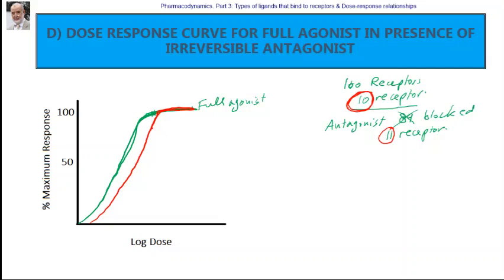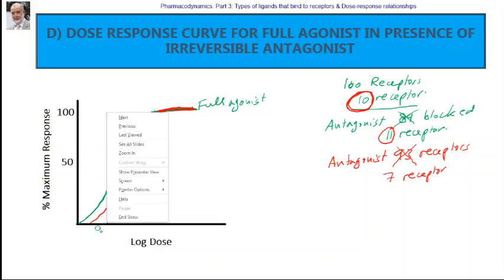Okay. Now suppose I place the antagonist first, and the antagonist blocked, for example, 93 of the total receptors. 93 finished as if they are not there. So how much is left in the system? Only 7 receptors available for the agonist. So what will happen in this case? The agonist can never achieve the maximum response.